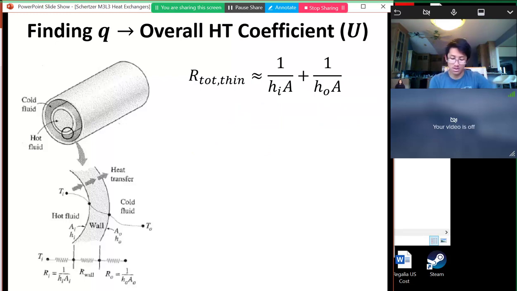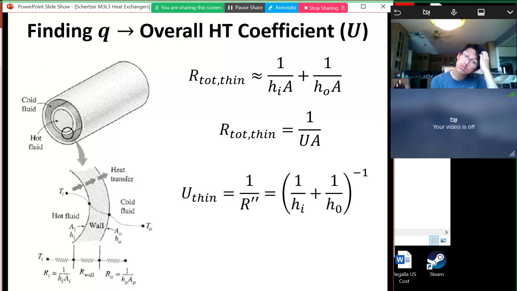So here, if we know our total resistance, then instead of thinking about these as two different heat transfer coefficients, we can find an effective heat transfer coefficient, just like we did earlier in the class when we were talking about U. I think we did that when we were talking about thermal conduction problems.